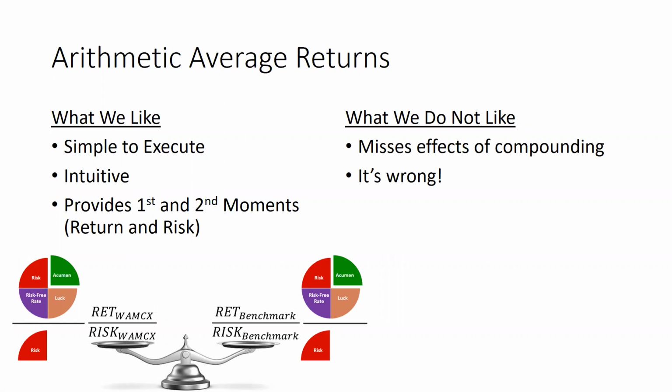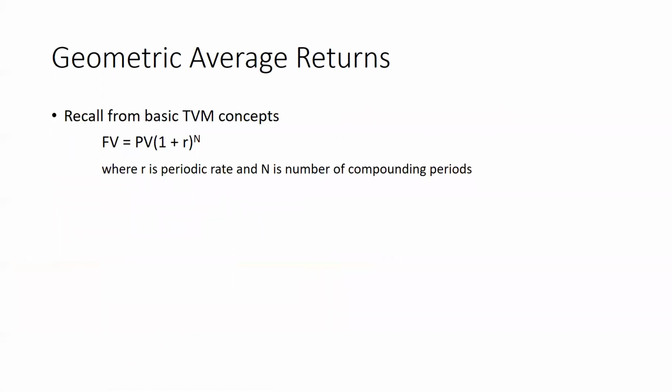So we can't, in good conscience, use arithmetic average. Even though it does give us the first and second moments, it's wrong. The first moment is wrong, so we have to do something different. Well, the next thing you could move to is geometric average returns. If you'll remember from basic time value of money concepts, if you have a beginning value, which we call present value, and there's a steady growth rate over a certain number of periods, then you can calculate your ending value by simply taking your present value multiplied by 1 plus your rate of return raised to the number of periods.